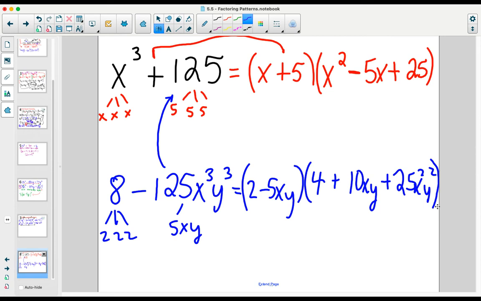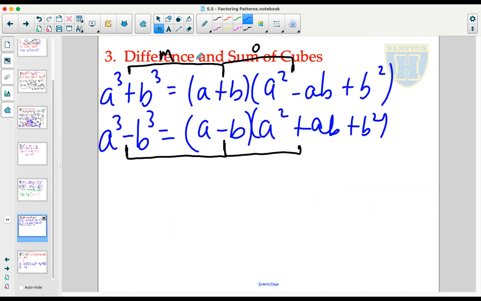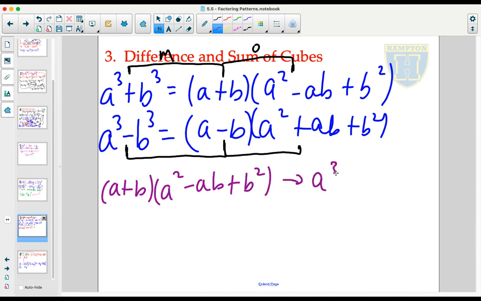If at any point you want to convince yourself that this process is working, you can always multiply out and make sure you get back to where you started. It probably wouldn't be a bad exercise to do that with one of these two original rules so you can see what that looks like. So let's take a plus b times a squared minus ab plus b squared. And we're going to ensure that this is a cubed plus b cubed.